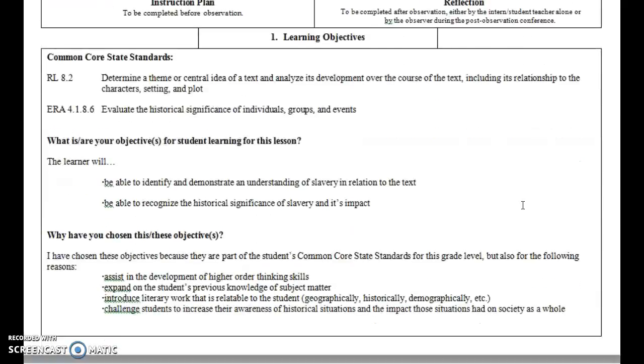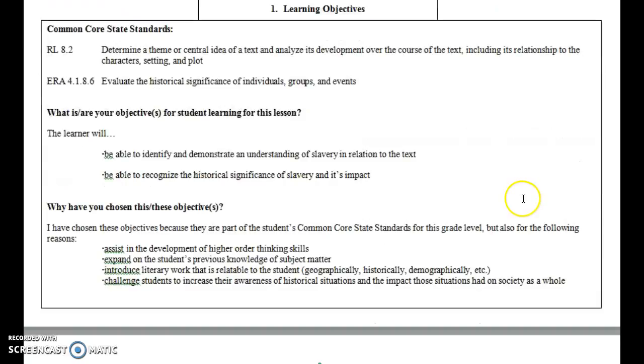I have chosen these objectives because they are part of the Common Core standards for this grade level, but also for the following reasons. These are broad, but I have a little bit of a breakdown as to specifics. Number 1, to assist in the development of higher order thinking skills, one way would be for students to look at the rhetoric and grammar of a different time period versus today's.